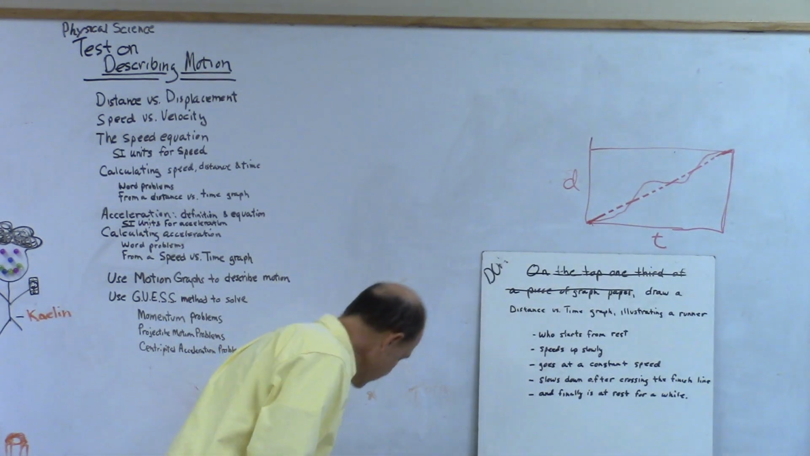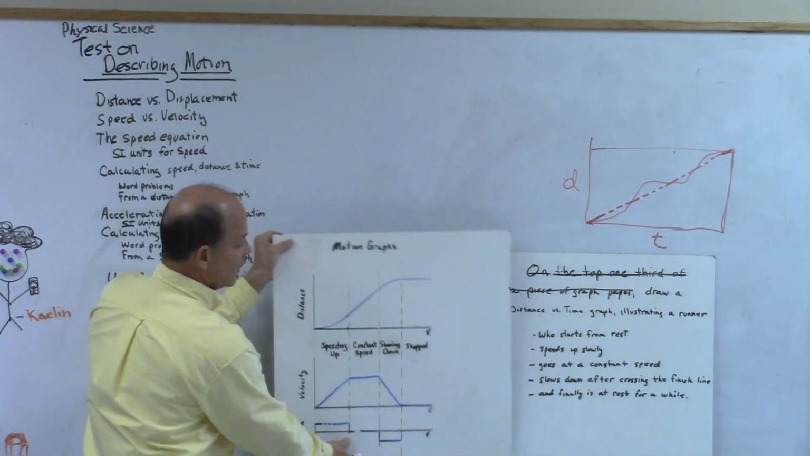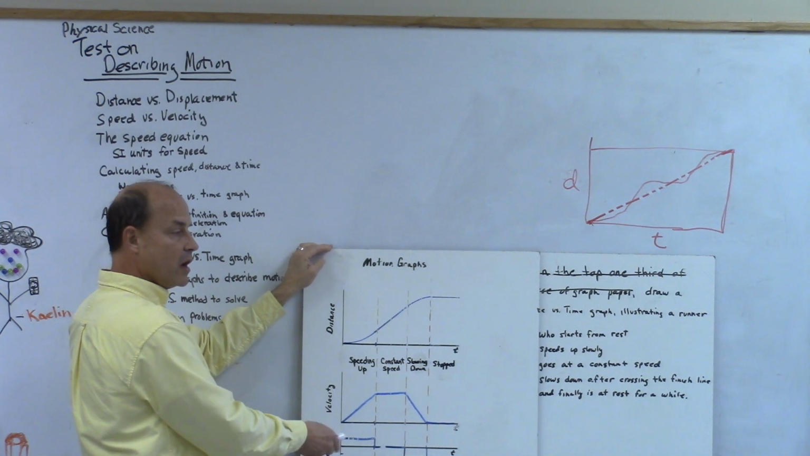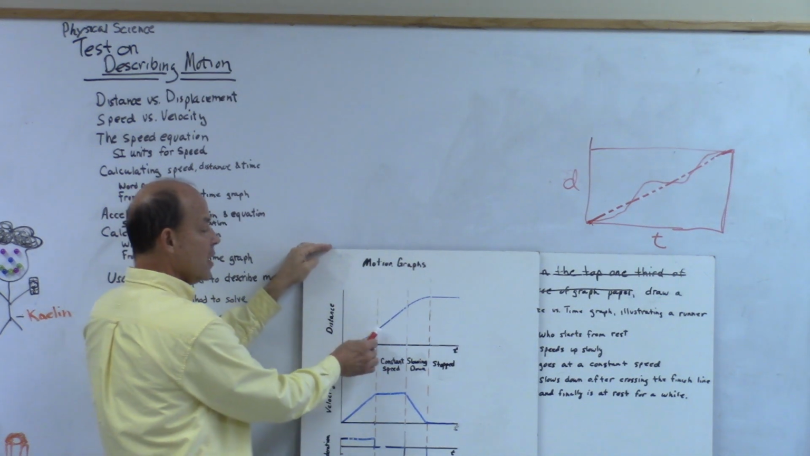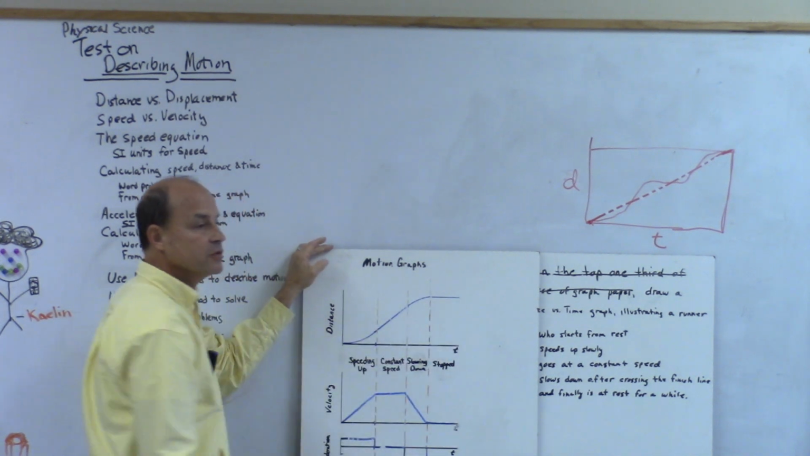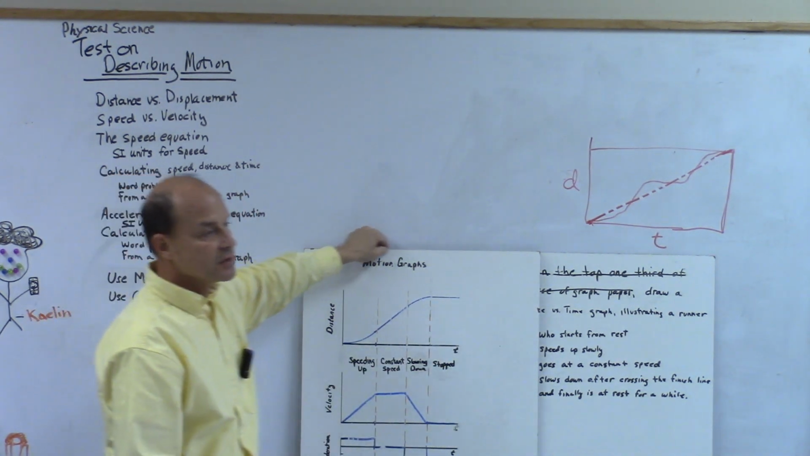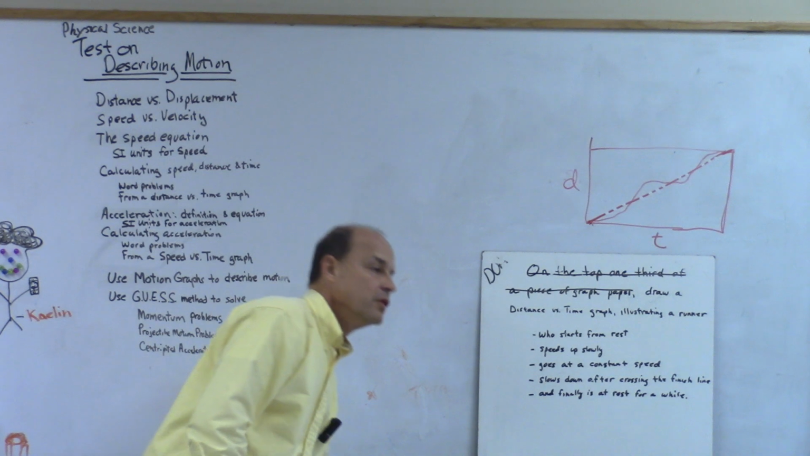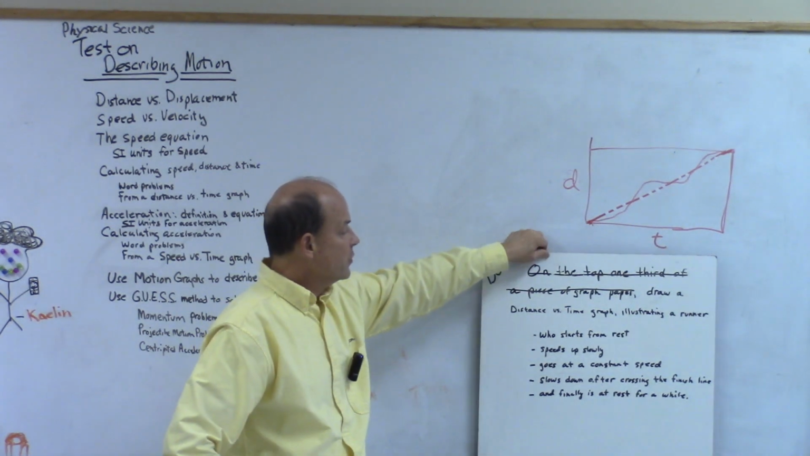This DOA goes with this graph. Basically, this is the story of a runner running a race who speeds up, runs at a constant speed, crosses the finish line, slows down, comes to a stop. Those are the kinds of stories you need to be able to interpret with motion graphs.